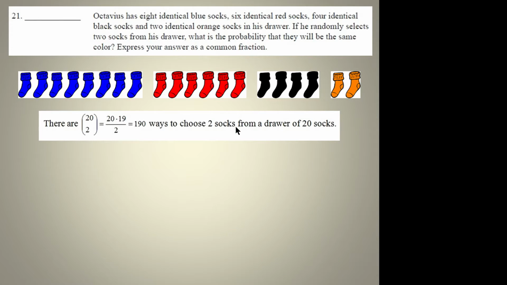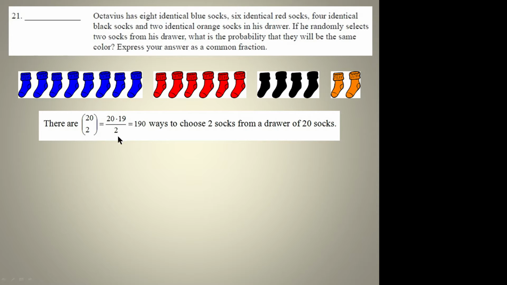So for the total, you choose 2 socks from 20 socks. How many ways can we choose 2 socks? Here we have a formula. This formula denotes the number of ways to choose 2 objects from 20 objects. So we'll choose 2 from 20, or this is 20 choose 2. This will be 20 times 19 over 2.